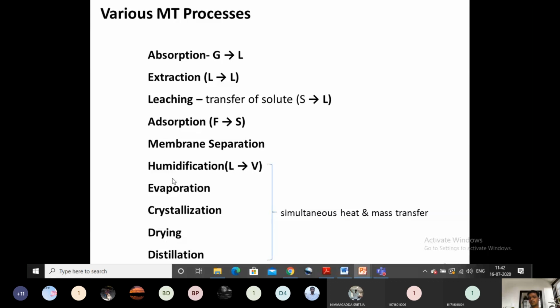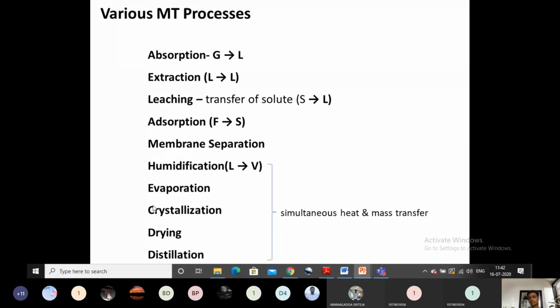Then evaporation. Evaporation is nothing but very large volumes of water, present together with solid or liquid particles, getting evaporated. By giving heat to the particular solution, we evaporate the water present in that liquid.